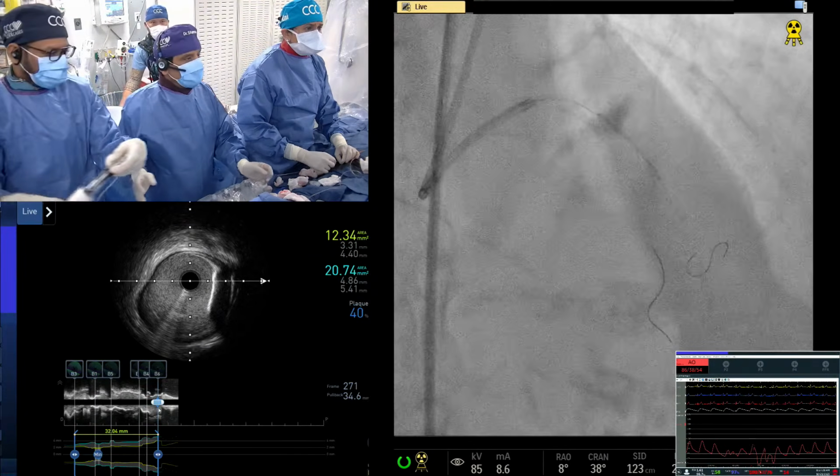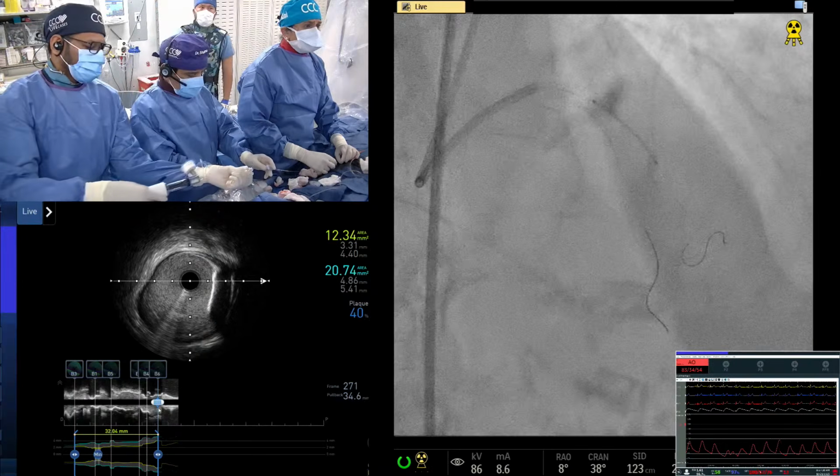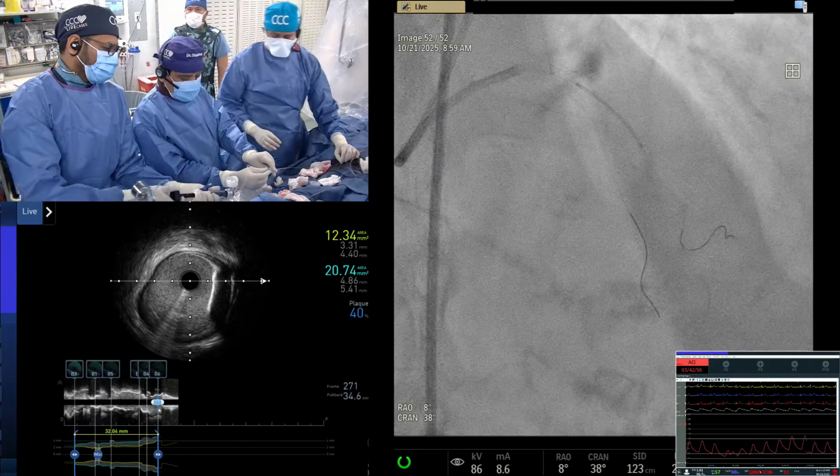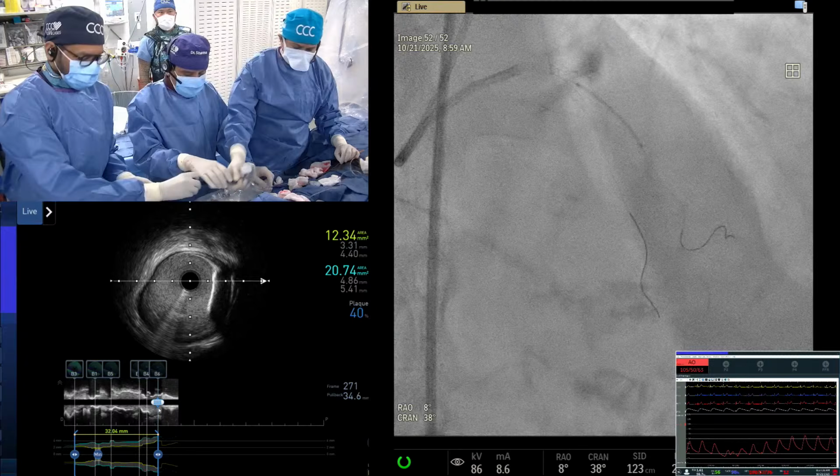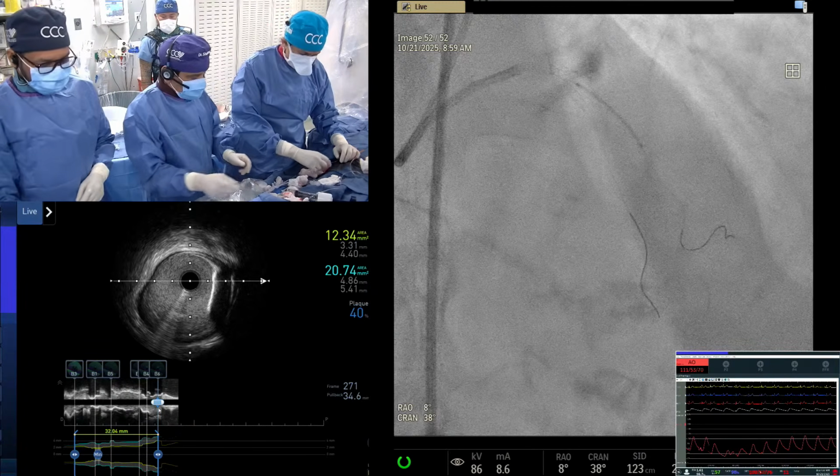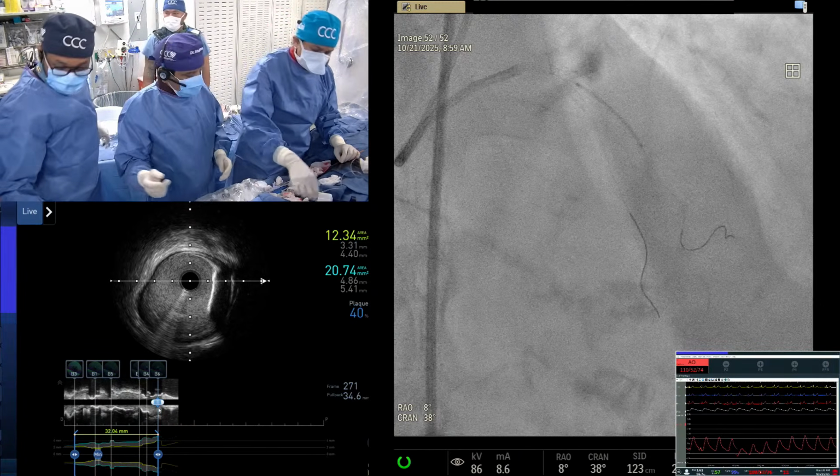So what did we put in the side branch now? We are putting a 2.75, 23. Okay, good. Okay, that's fine. Leave it. And then we are ready with the 3.0 by 33.